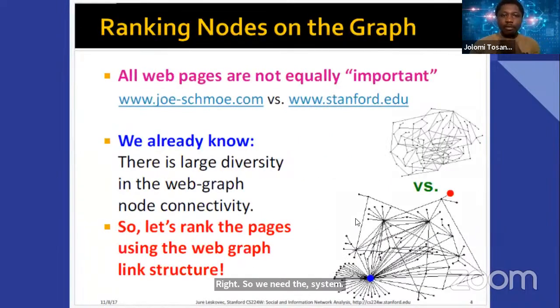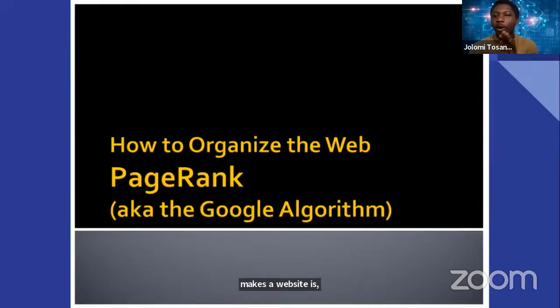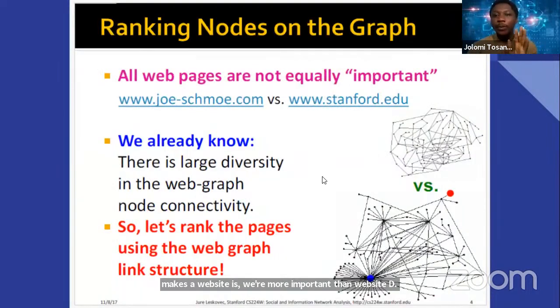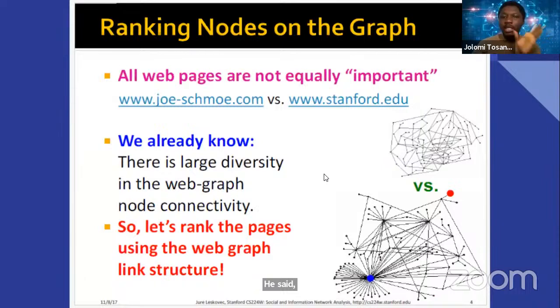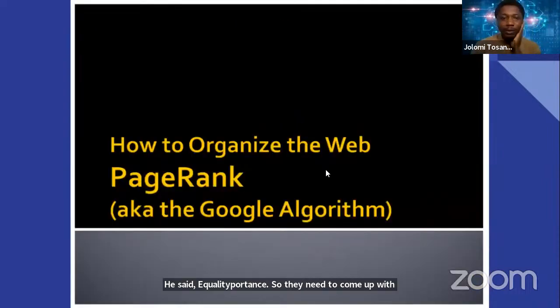And then what did Google do, right? So Larry Page and Sergey Brin started thinking about giving some kind of importance measure to websites. Like, how can we give some measure of importance to a website? What makes website A more important than website B? They said all websites are not equally important, so they need to come up with a way to give a measure of importance to different websites.